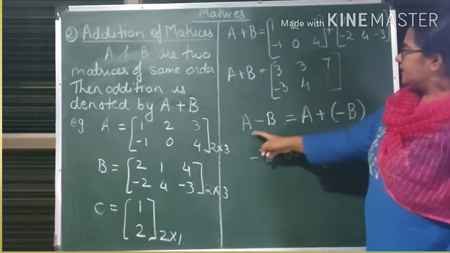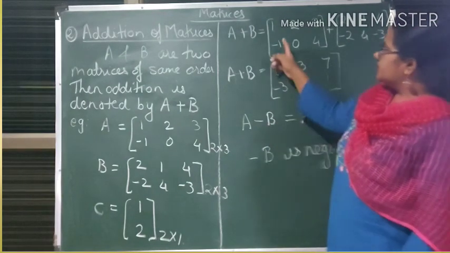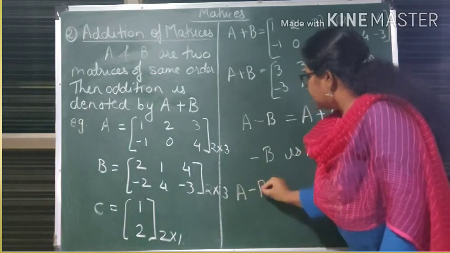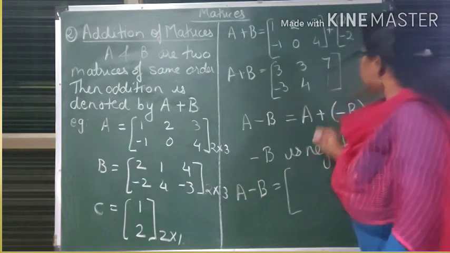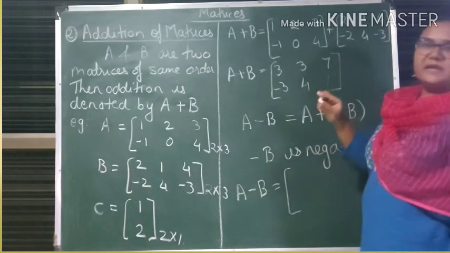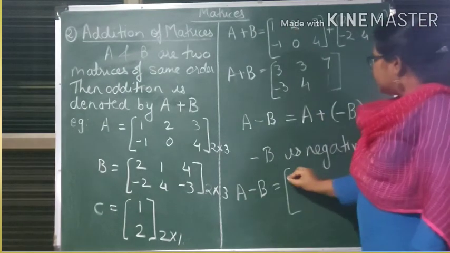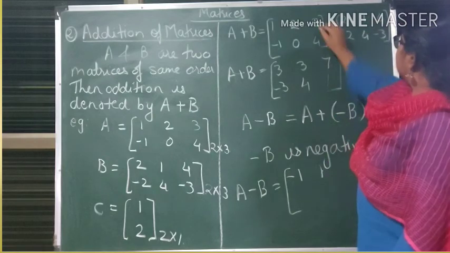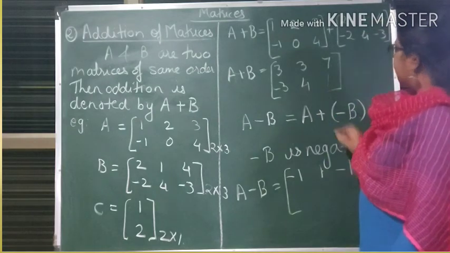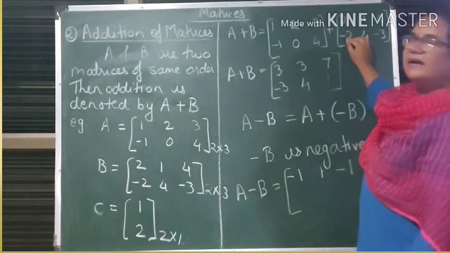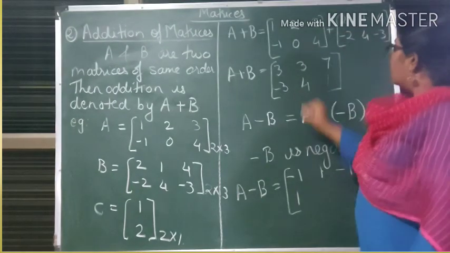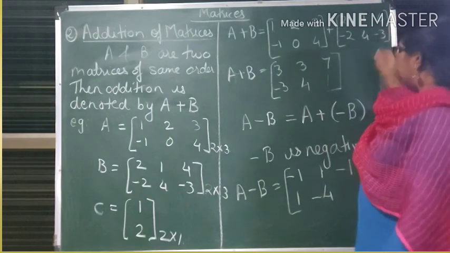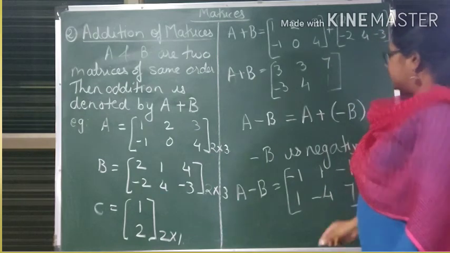When you have to subtract two matrices, if you want to subtract A minus B, what will be your answer? You just have to subtract the elements. All the values of B will have a negative sign. 1 minus 2 will become minus 1. 2 minus 1 will become 1. 3 minus 4 will become minus 1. Minus 1, minus of minus 2 plus 2, 1. 0 minus 4, minus 4, and 4 minus of minus 3 will become 7.